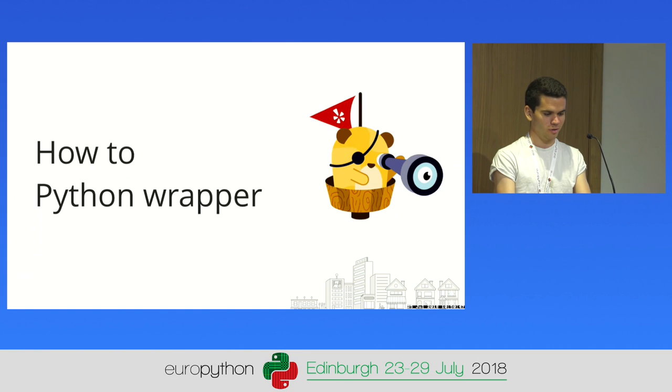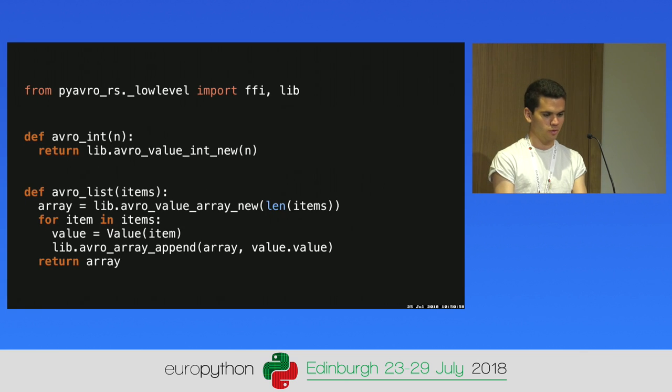So, onto the last step of our journey, Python. Now that we have the CFFI layer and the Rust layer, which we don't need to worry about because FFI is what we're going to deal with, the only thing we have to do is write thin Python. It's not great, but that's how it is. If you want to serialize an integer, you just call the CFFI function avro value int new and give it an integer, and that's it.